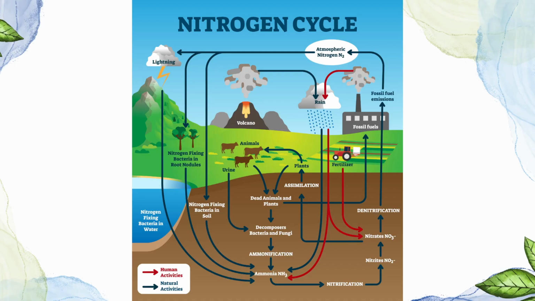Assimilation is when producers incorporate these usable nitrogen compounds into their tissues. Mineralization, also known as ammonification, is when decomposers break down dead organic matter and waste, converting it back into inorganic ammonium. Finally, denitrification is the process where bacteria convert nitrates back into nitrogen gas, which returns to the atmosphere.